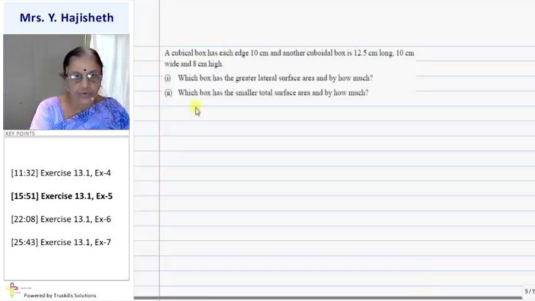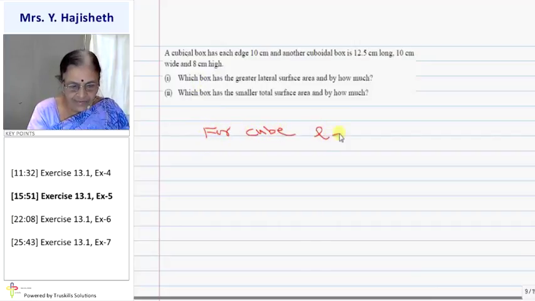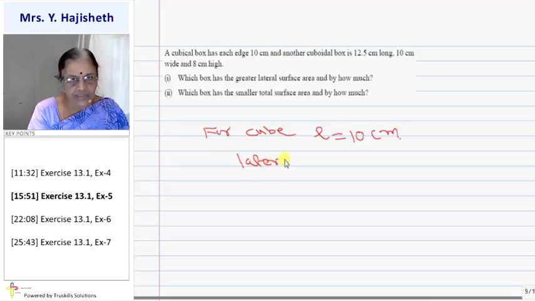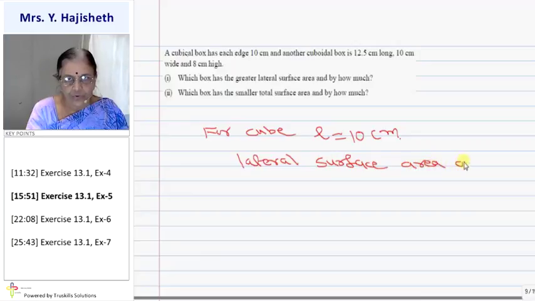So for cube, L is given as 10 centimeter. So I should find out lateral surface area of cube as well as total surface area. Lateral surface area of cube, you know it is 4L square. So 4 into 100. So it is 400 centimeter square.